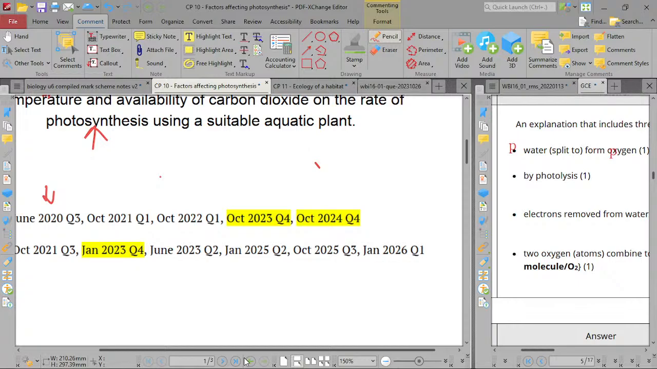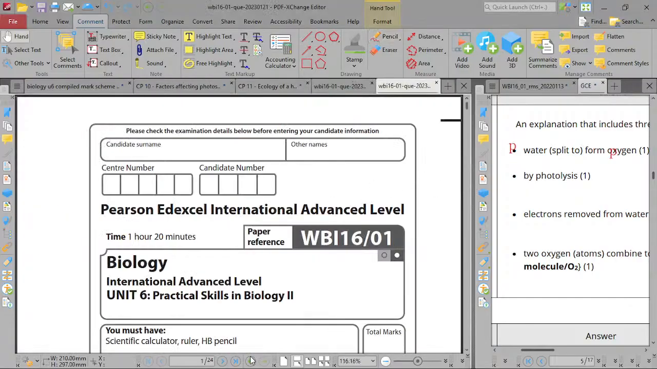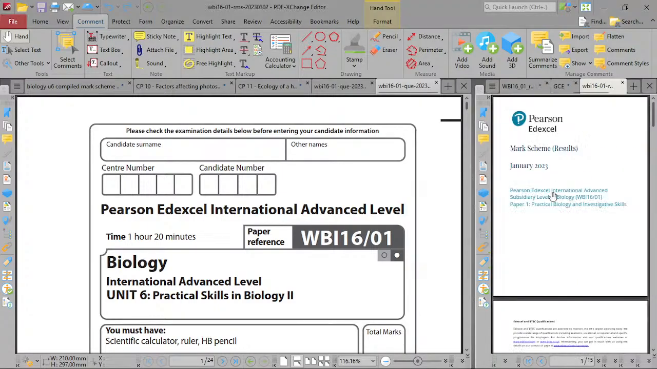January 2025 had two questions in a row about this. That's crazy. Okay, January 23, June 23. January 23 question paper, and the mark scheme.